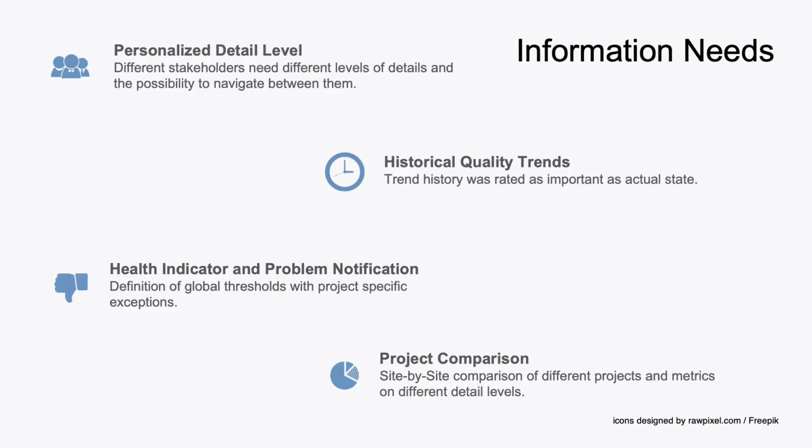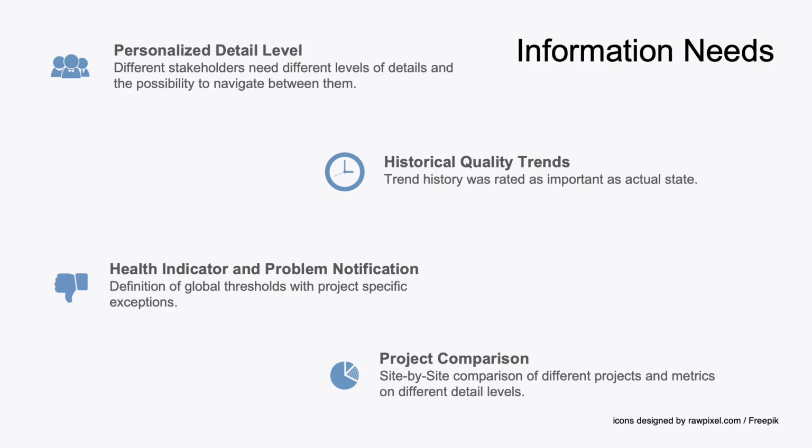Regarding the information needs, we were able to identify some important and recurring elements. One finding was that each stakeholder might need a different view on the data, and therefore different detail levels are required. But it should still be possible to navigate between these different areas. Also, historical trend data was rated as very important, so that quality managers would be able to see in which direction the portfolio and its projects are moving.